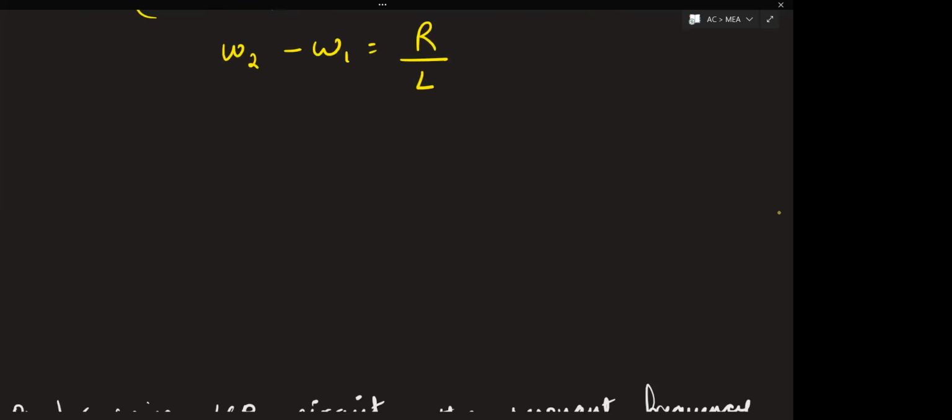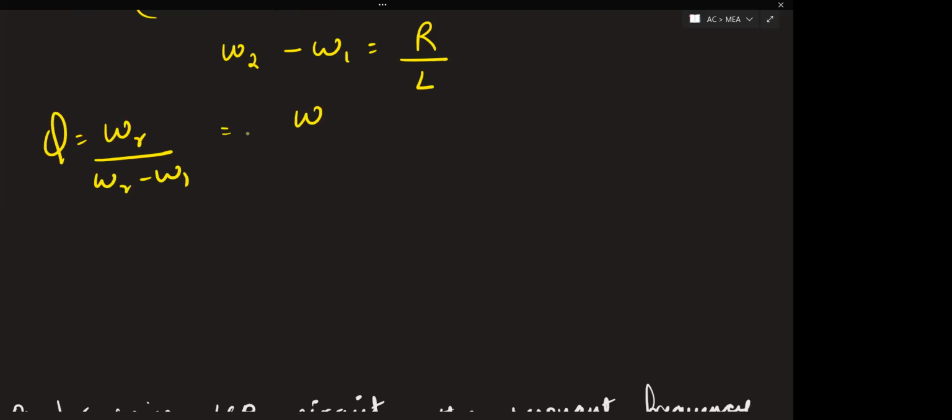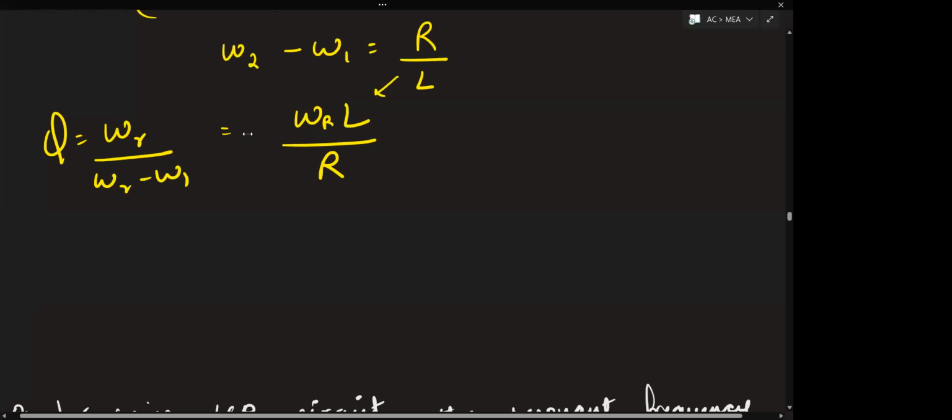Now see, omega 2 minus omega 1 is R by L. So the quality factor was what? Omega R by omega 2 minus omega 1. So you can write omega R, meaning at resonance, multiplied by L divided by R from here. First, one of the formulas is this, as well as one more formula we get. See, this is also important.